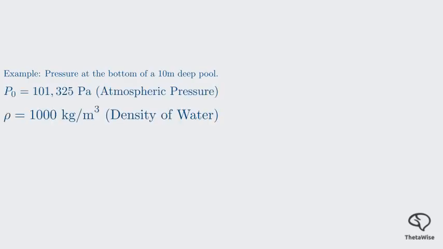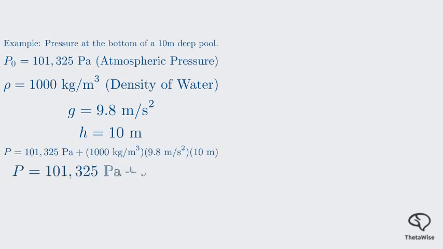Let's work through an example. Suppose we want to find the pressure at the bottom of a 10-meter deep swimming pool. We'll assume the surface is open to the atmosphere, so P naught is atmospheric pressure, about 101,325 pascals. The density of water, rho, is 1,000 kilograms per cubic meter. Gravity, g, is 9.8 meters per second squared, and the depth, h, is 10 meters.